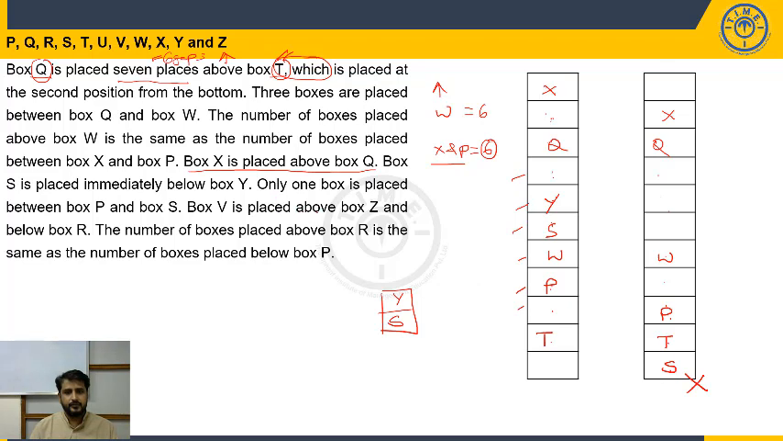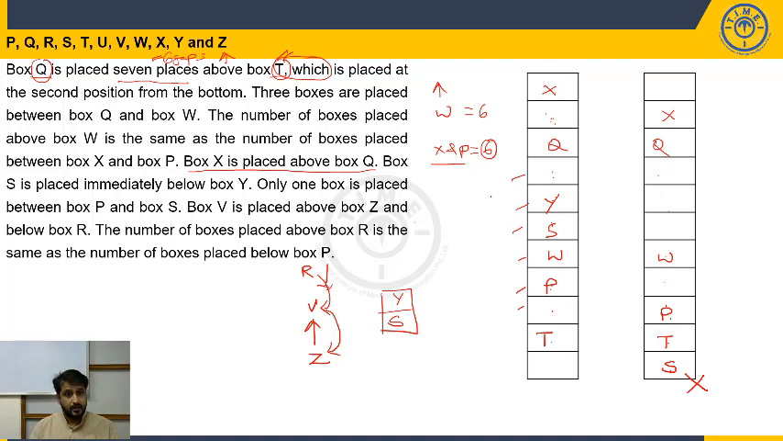Next. V is placed above G. It is mentioned simply above. So it could be anywhere. And below R. So V is above G and below R. It could be somewhere in the arrangement. After R somewhere in the arrangement it has to be V. And after V somewhere in the arrangement it has to be Z. So R, V, Z. Where can I place? 1, 2, 3, 4 places are there.